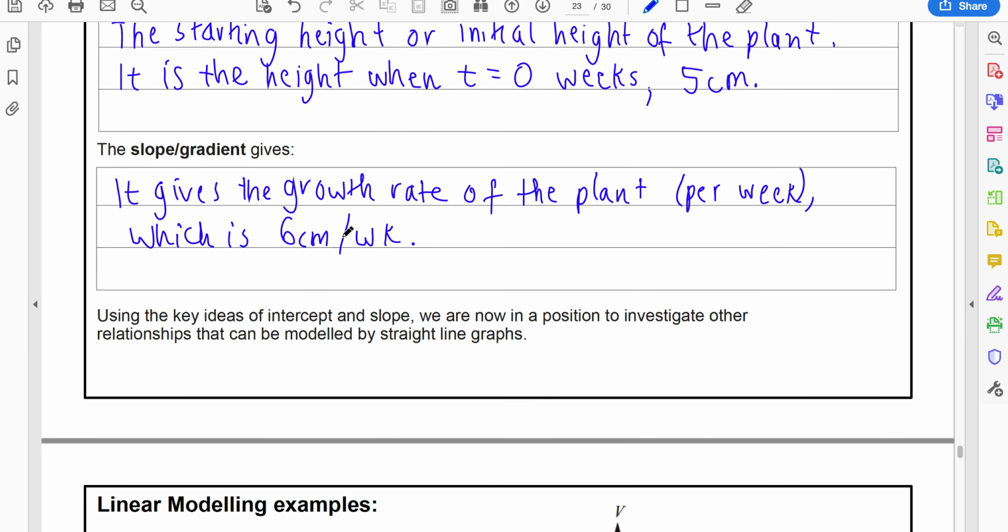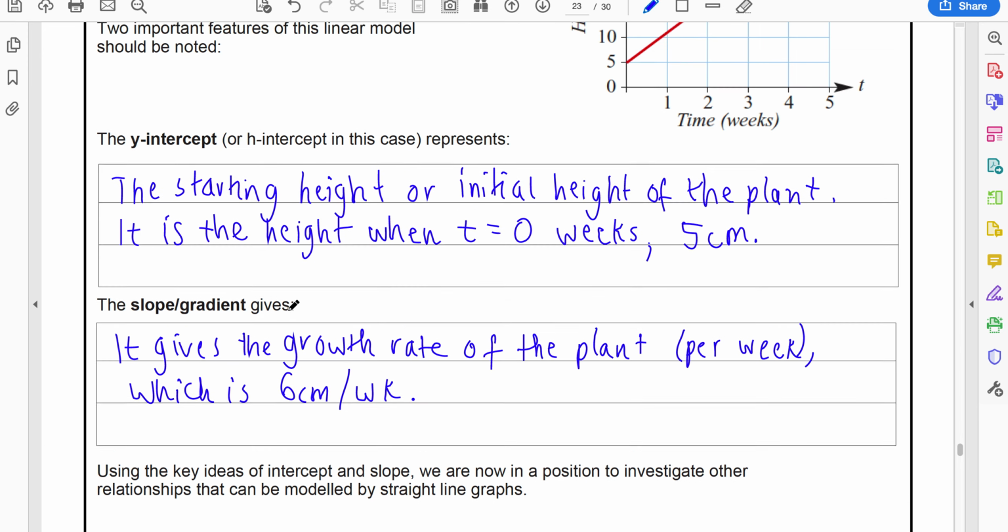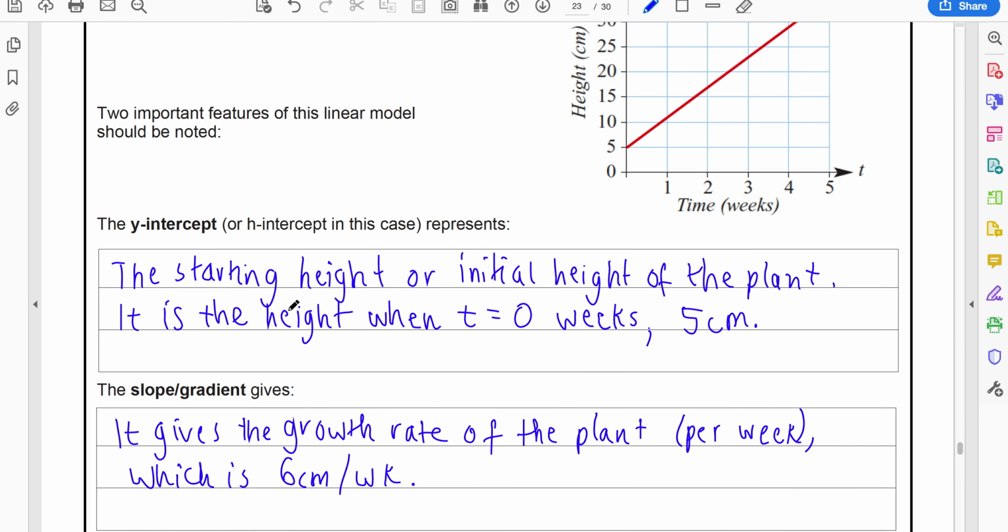So growth rate or rate of growth, either of those would be acceptable. How much it grows every week, anything like that is spot on. So using these key ideas, we can investigate other relationships as well. So once you've got your intercept and your slope, you may be asked a load of different questions really.